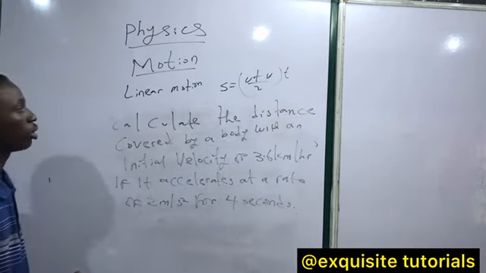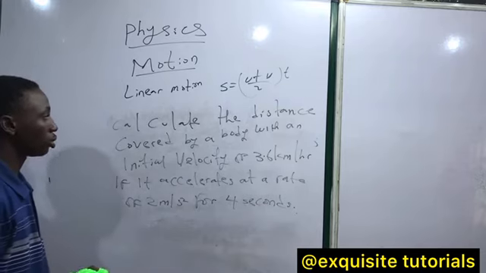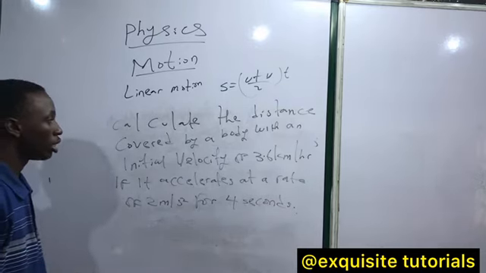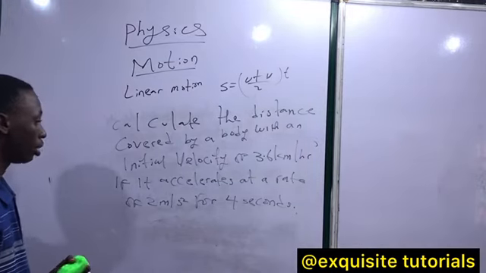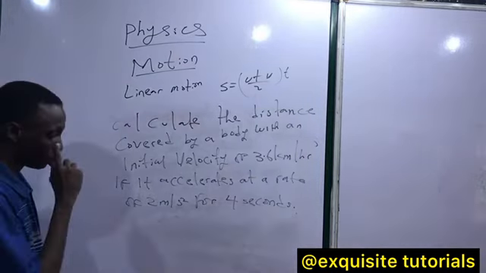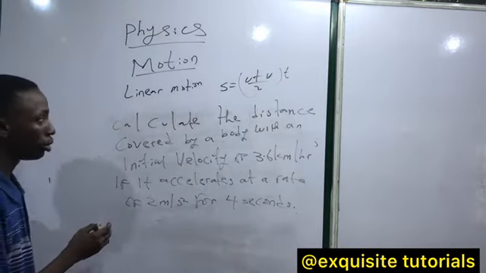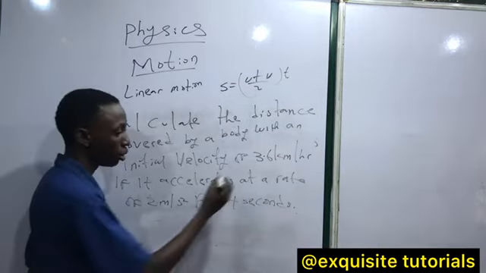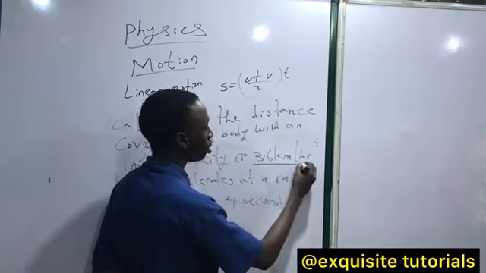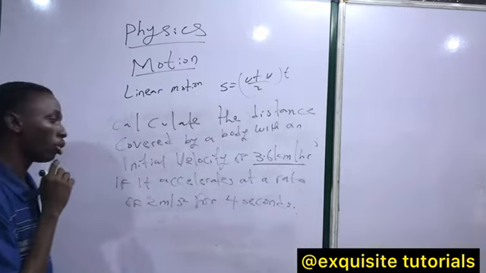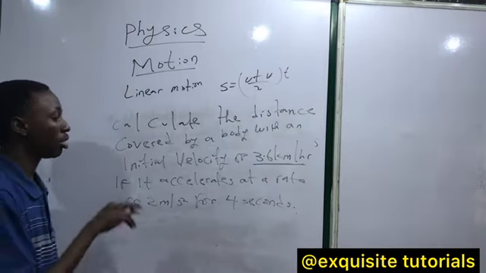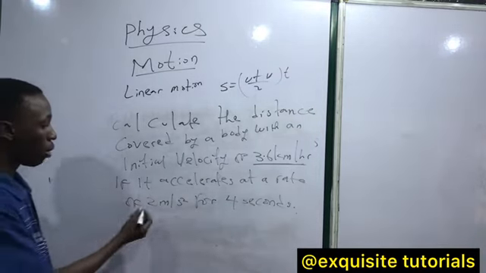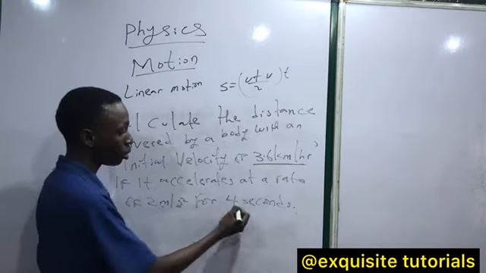Okay, so this is a question that has to do with what? Conversion. Calculate the distance covered by a body with an initial velocity of 3.6 km/h if it accelerates at a rate of 2 meters per second square for 4 seconds. Now you know that the velocity of the body was given in terms of what? Km/h. So we can't actually work with this because we need to convert to a suitable unit that goes with the rest of the question. We are working with meter per second square and working with what?